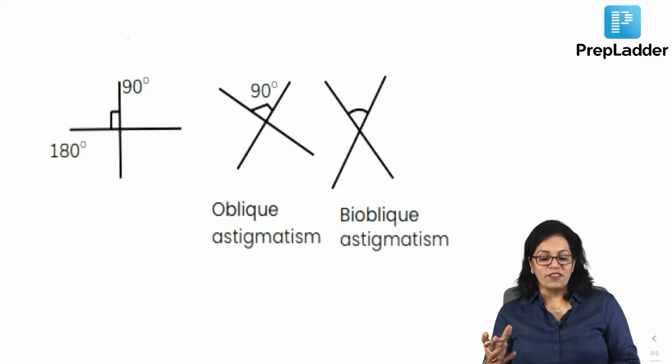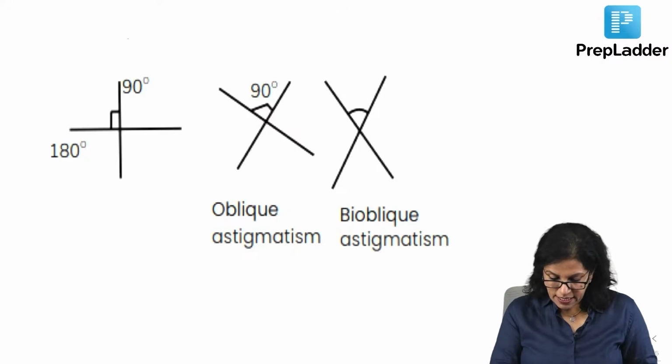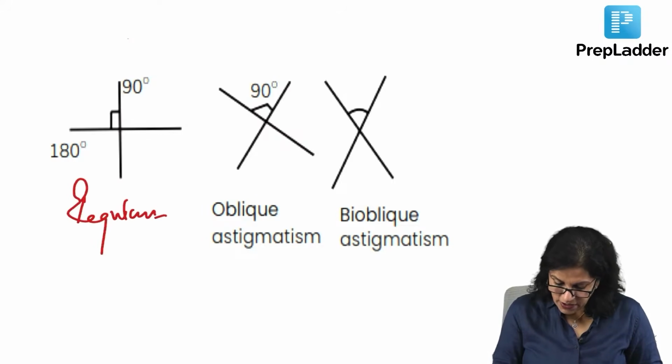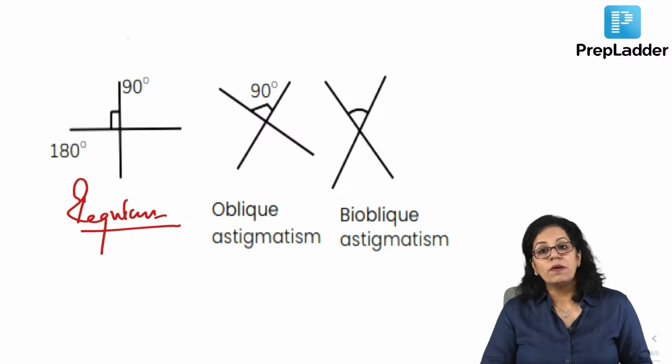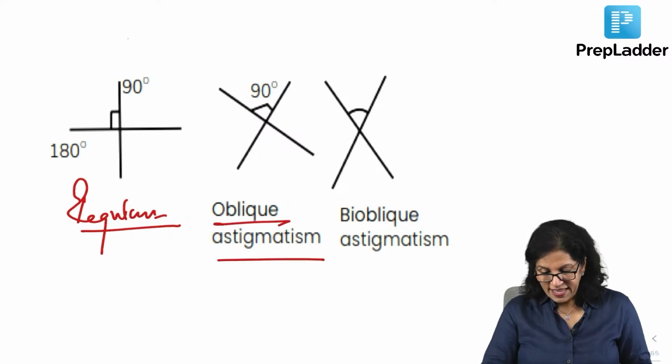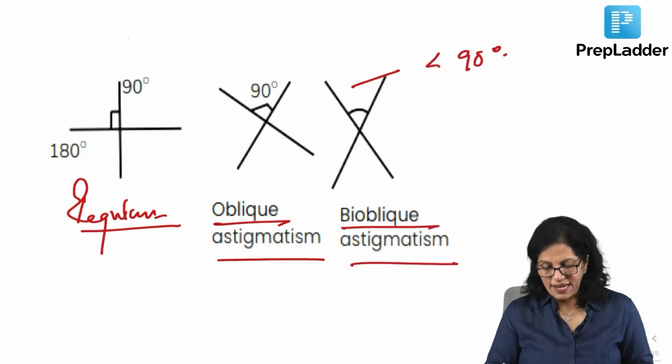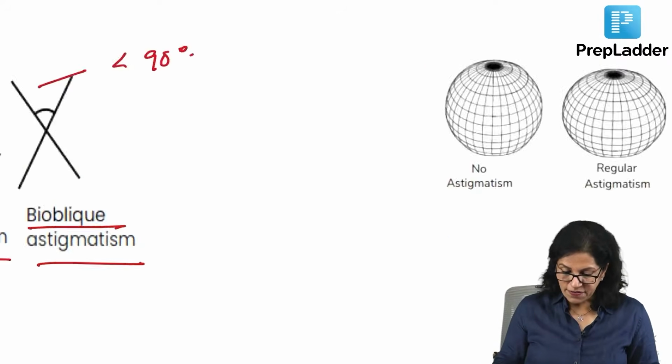Right? And another way of dividing astigmatism, if both axes are at 90 and 180, perpendicular to each other, this one is called regular. Again, this one is also called regular. If they are still perpendicular to each other but not at 90 and 180, it is oblique astigmatism. And this is less than 90 degree, therefore this is bi-oblique astigmatism. So that's another way of classifying.